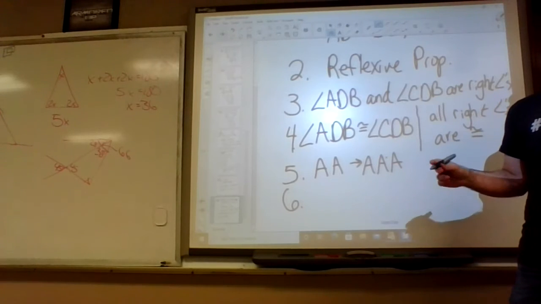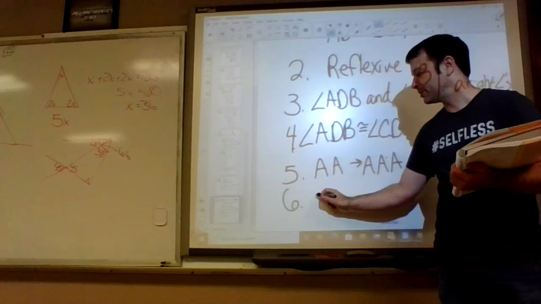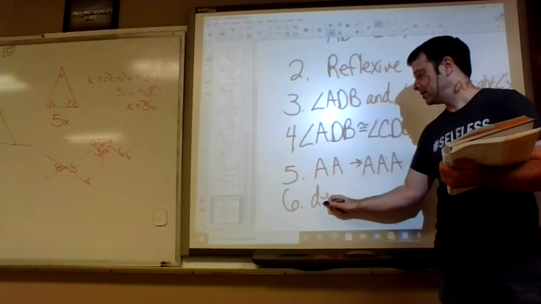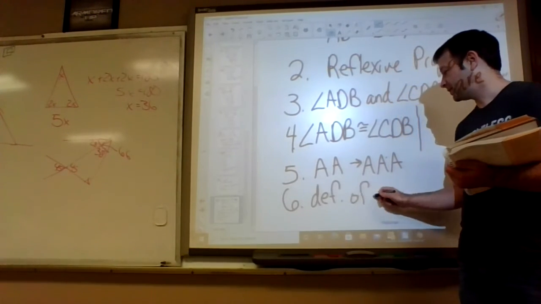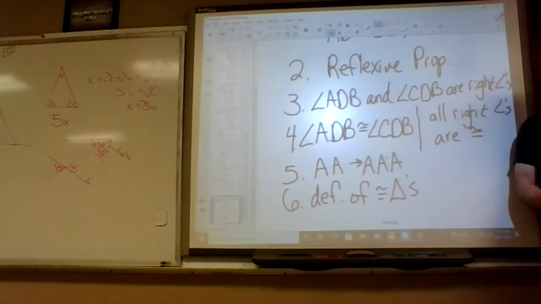Why do I now know the triangles are congruent? We've used this one already too. The definition of congruent triangles. As soon as you say all the parts are the same, you know the triangles are the same.